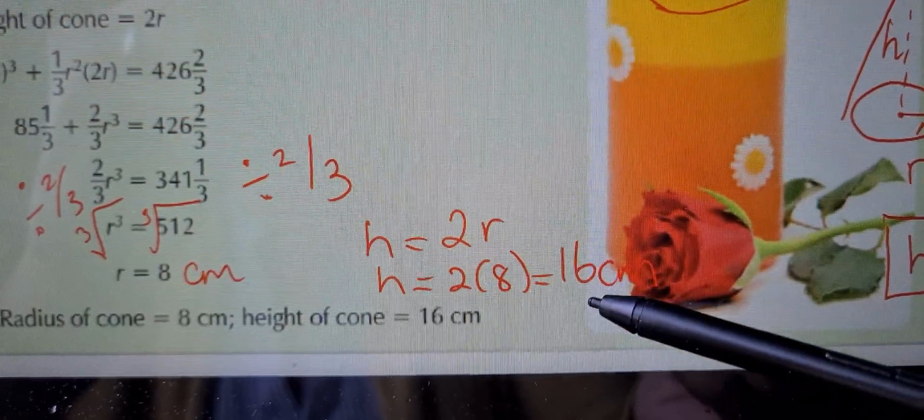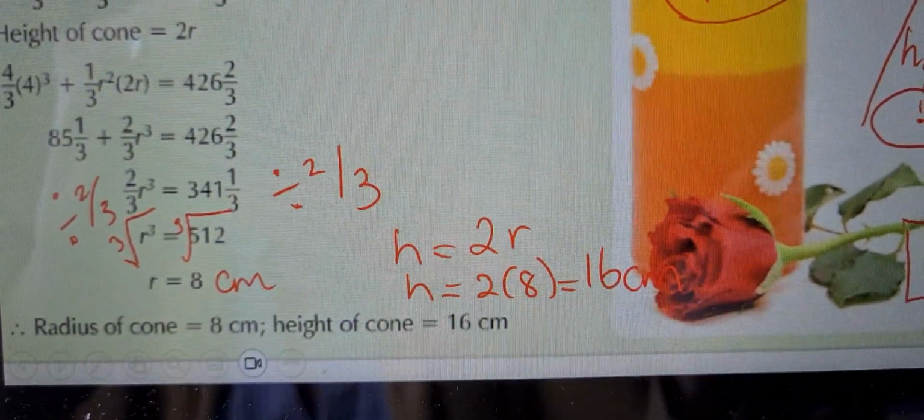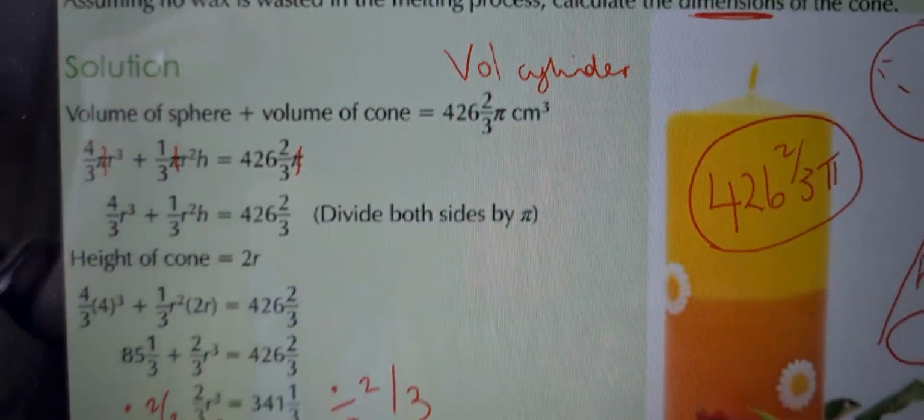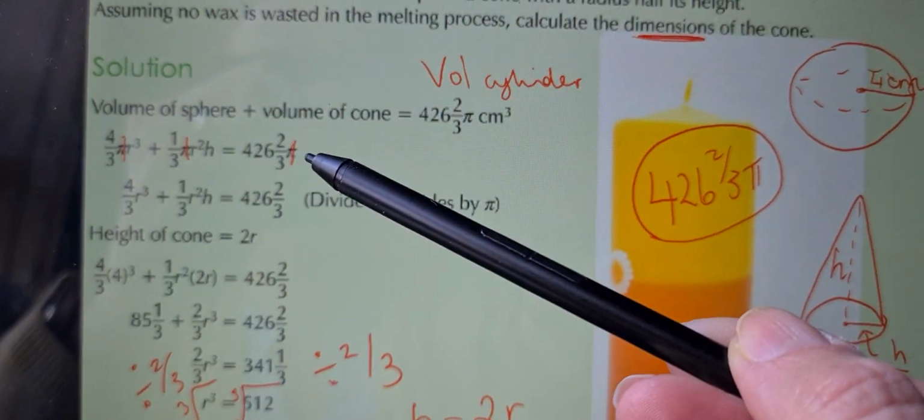Okay, so we're now getting 16 centimetres for the height. So therefore the dimensions of the cone: the radius is 8, and the height of the cone was 16 centimetres. So always create your equations for yourself, put it into English first, and then use your maths to figure it out.